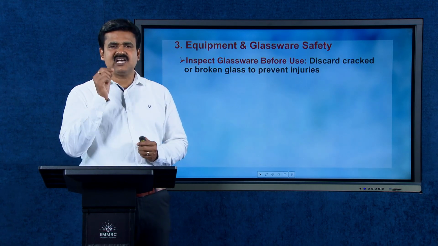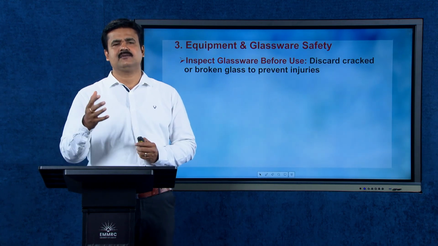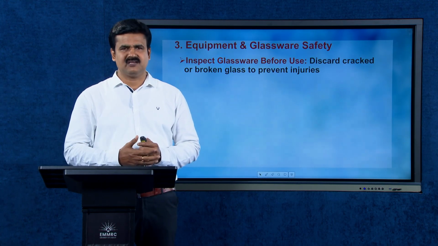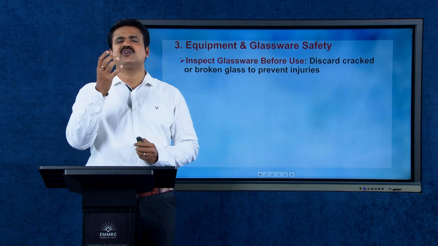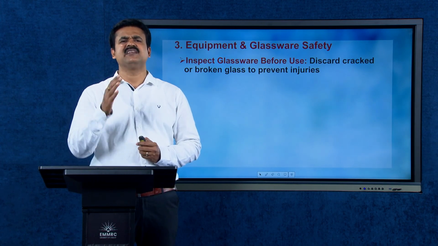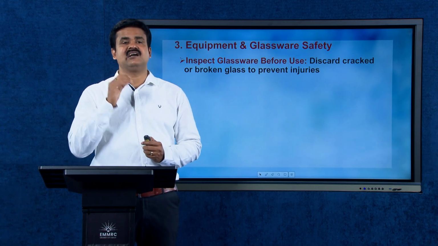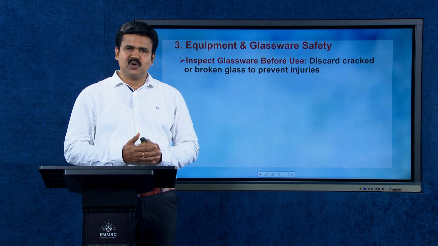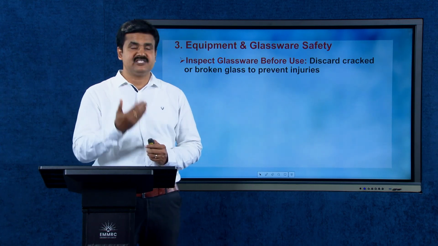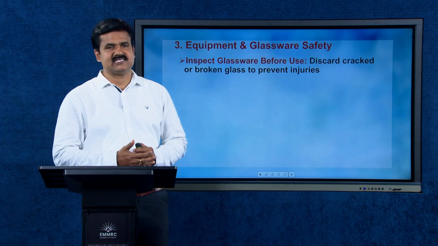Inspect glassware before use. Suppose you are doing some experiment with a test tube or a conical flask. You have to take it and look at it, whether it is damaged or has some crack, etc. If there is some damage, just replace it with a fresh one. Discard cracked or broken glass to prevent injuries that may occur whenever you are dealing with such glasswares.